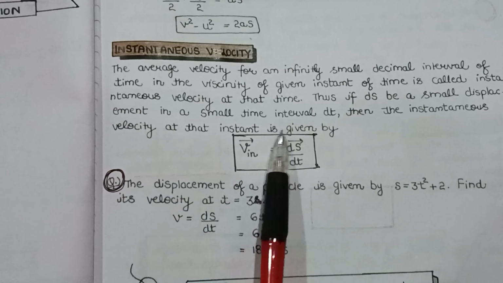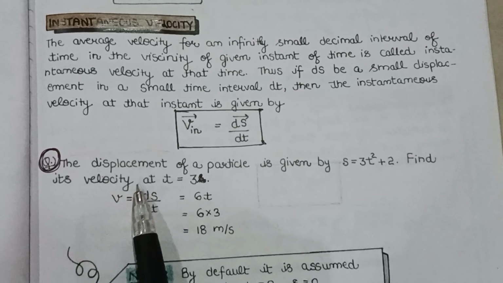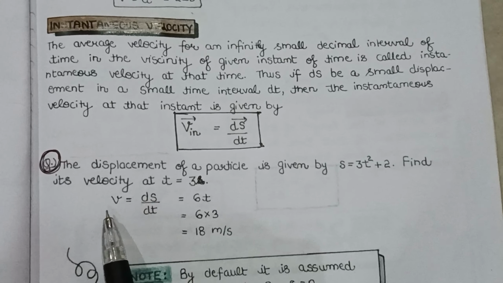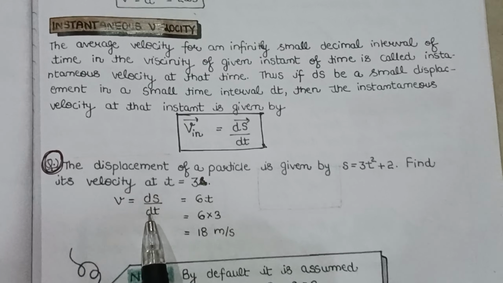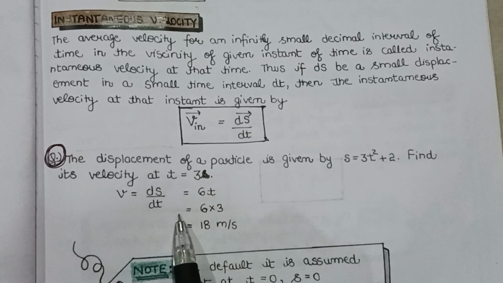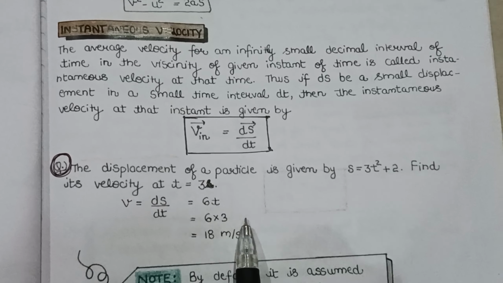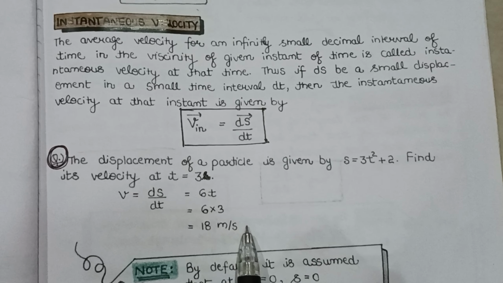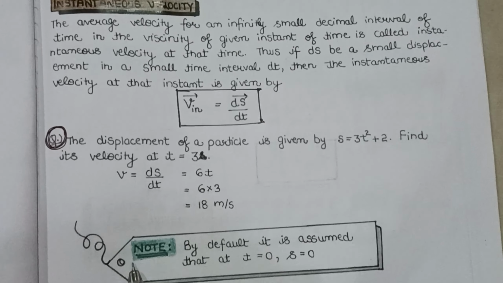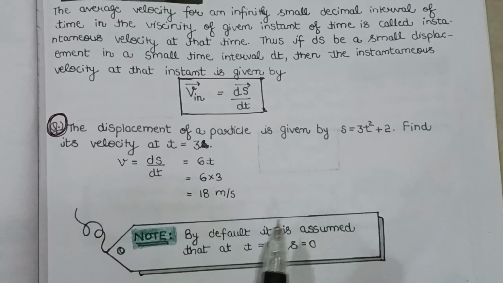Question: the displacement of a particle is given by s is equal to 3t square plus 2. Find its velocity at time t is equal to 3 seconds. Therefore, v is equal to ds by dt, which is equal to 6t, which is equal to 6 into 3, which is equal to 18 meters per second. Note, by default it is assumed that at time t is equal to 0, displacement is equal to 0.